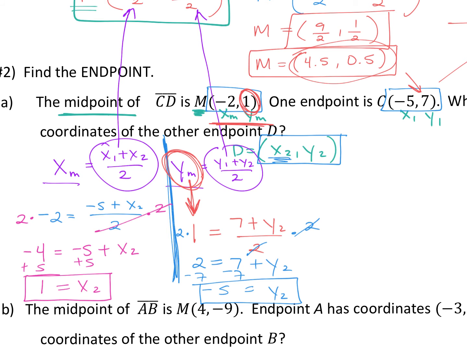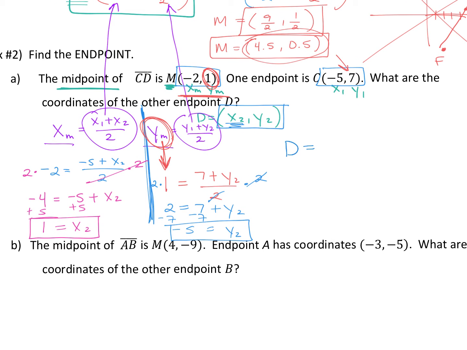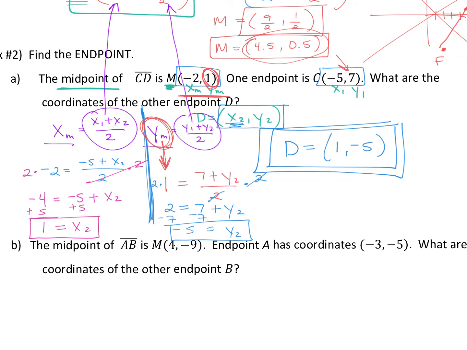Okay? The question was, what is the other endpoint? So where does that other endpoint fall? 1, -5. It's a point, right? We just found an x and a y. So D is at 1, -5. Do you see that? Okay. I want you to try the next one.